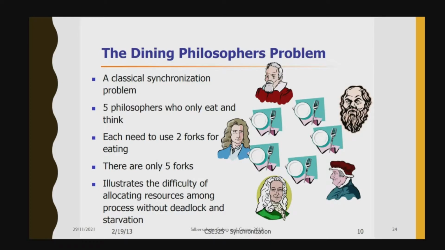We have the philosophers, a chopstick, or forks. Yeah, the classical synchronization problem of the dining philosophers problem. We have 5 philosophers who only eat and think. Each needs to use 2 forks for eating. I think it's better we call them 2 chopsticks for eating. We only have 5 chopsticks on the table, but we have 5 philosophers.